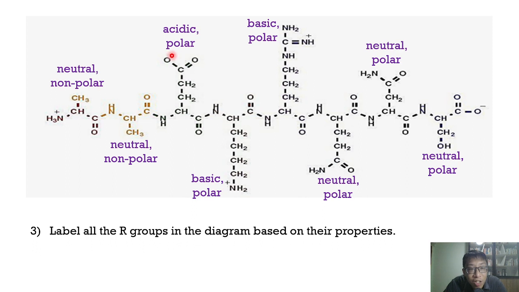This one is charged, so must be polar, and it's negatively charged, meaning it has lost a H+, so it's acidic. This is positively charged, meaning it has gained a H+, so it is basic and certainly polar. Uncharged, so neutral, have a N, have a O, so it's polar. Okay, so you can do the rest.